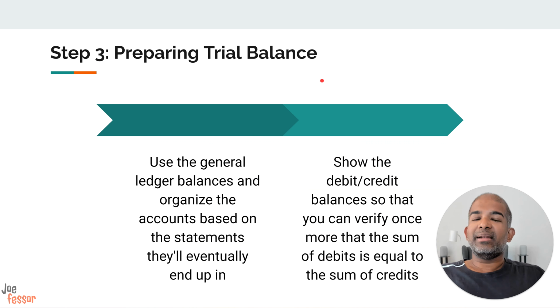So how do we prepare a trial balance? We use the general ledger balances, which I showed earlier. And we organize them based on the statements they will eventually end up in. You're going to arrange the accounts so that all the balance sheet accounts are together, all the income statement accounts are together. We'll see how to do that. Then you show the debit and credit balances of these accounts so you can verify once again if the sum of all the debits and the credits are the same. Let's see how to do this for our example.